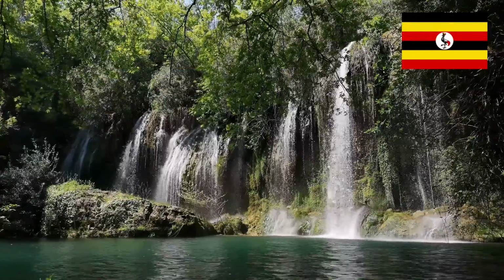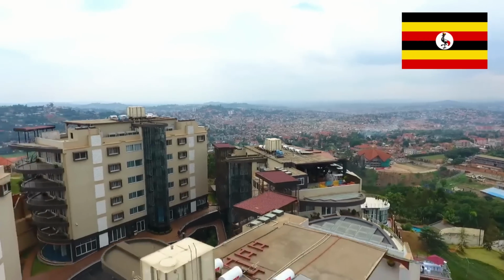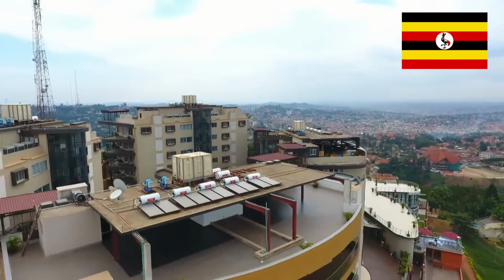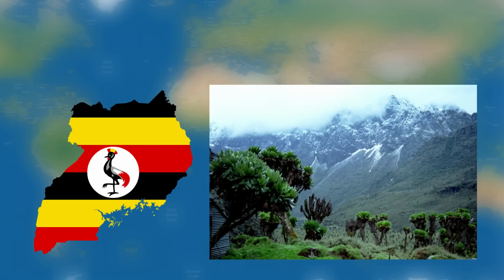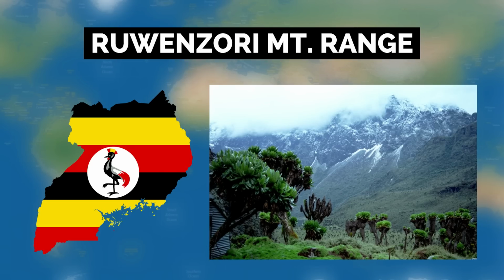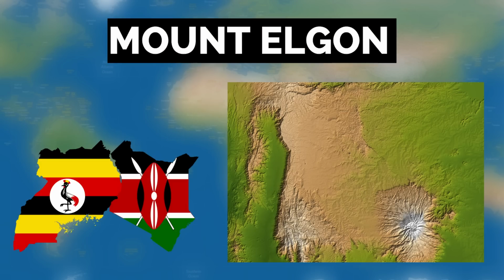The contrasts are exemplified by the coastal city of Mombasa having a hotter year-round climate than Uganda's capital Kampala, located further inland. Both countries are home to some major mountains on the continent, with Kenya's tallest peak being Mount Kenya and Uganda's tallest mountain being the Ruwenzori mountain range on the border with the Democratic Republic of the Congo. Other significant mountains include Longonot in Kenya and Mount Elgon that is shared between the two countries.